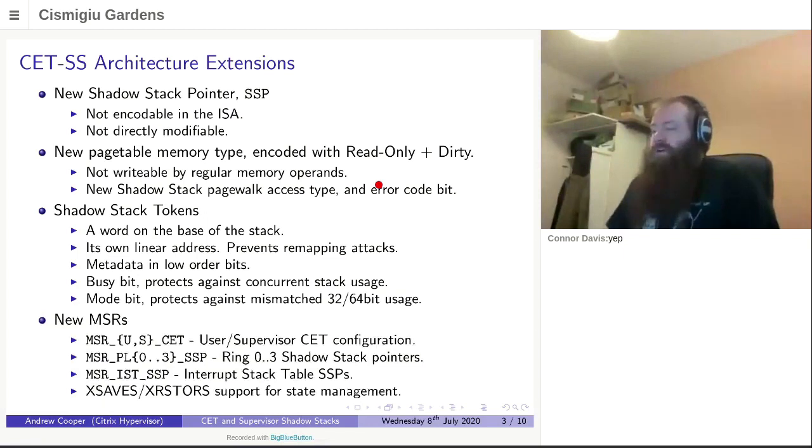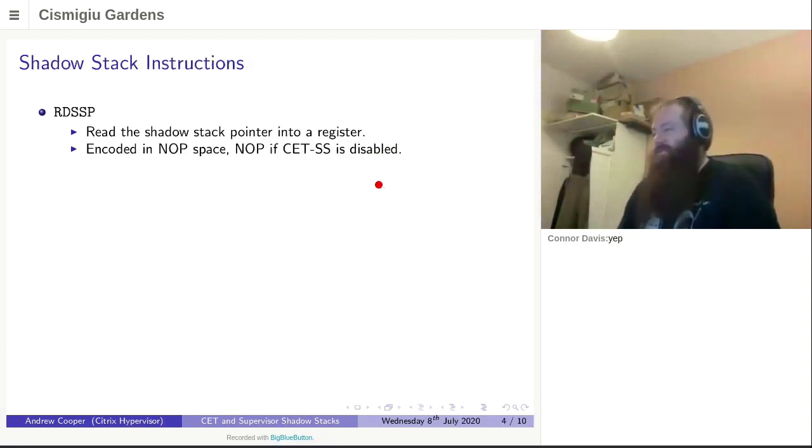There are also a number of model-specific registers for this. You've got user and supervisor set configuration. You've got the shadow stack pointers for each ring of protection, a pointer to the interrupt stack table pointers, and all of this is manageable via supervisor states in the XSAVE and XRSTOR state. So all in all, looks fairly good.